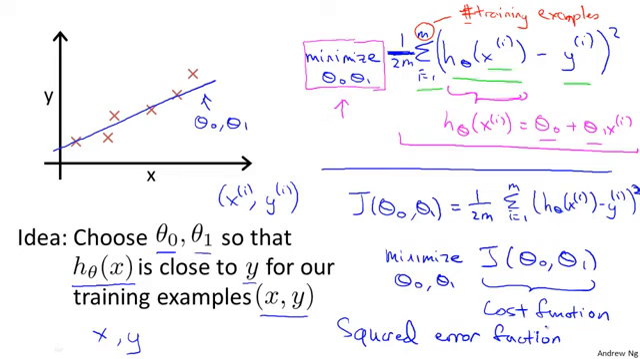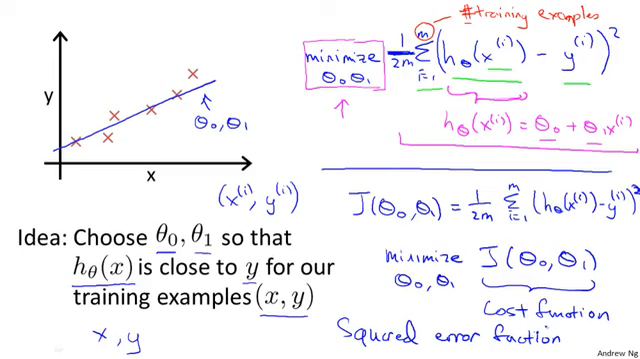And why do we take the squares of the errors? It turns out that the squared error cost function is a reasonable choice and will work well for most regression problems. There are other cost functions that will work pretty well, but the squared error cost function is probably the most commonly used one for regression problems. Later in this class we'll talk about alternative cost functions as well, but this choice should be a pretty reasonable thing to try for most linear regression problems. Okay, so that's the cost function.